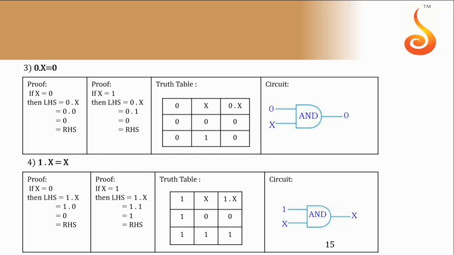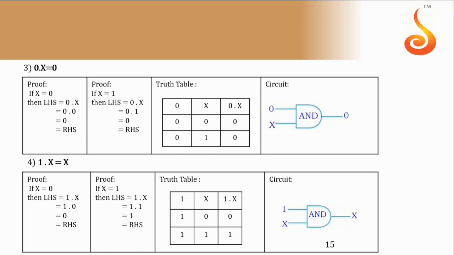The second one is x is equal to 1. If x is equal to 1, then LHS is equal to 1 dot x. So what is x here? X is 1 over here, then 1 dot 1. So what is 1 dot 1? Because both the inputs are high or both the inputs are true, the output is true, that is equal to 1. What is 1? 1 is nothing but x, because I have taken the value x is equal to 1. It is the RHS, hence the proof.